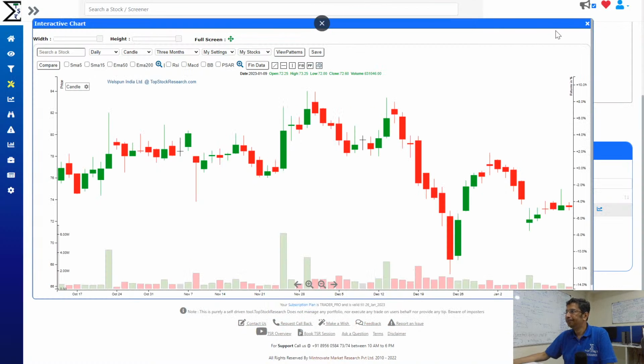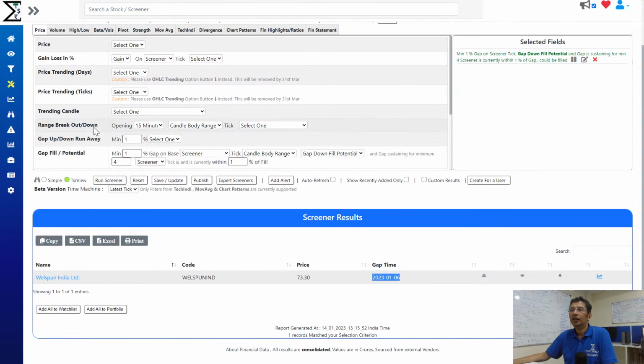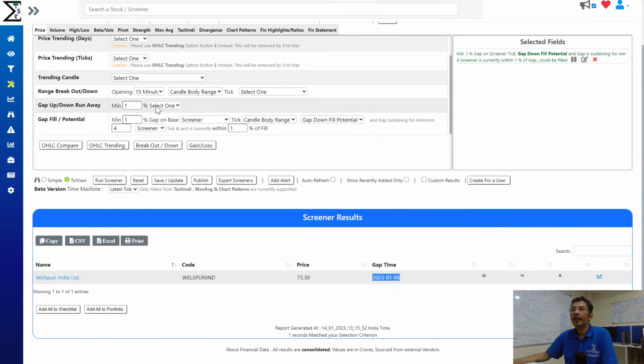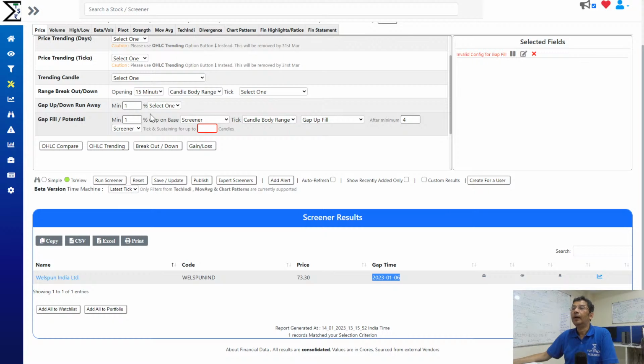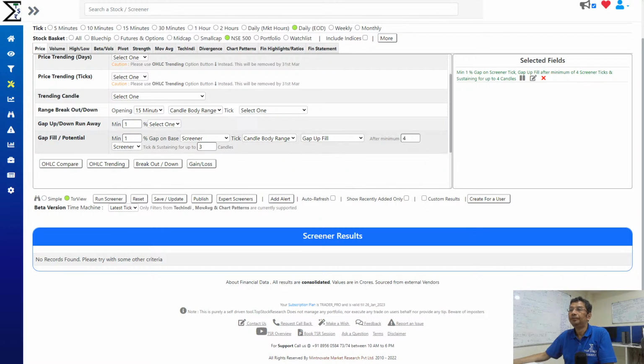The screener for this is basically gap fill, what we have just seen, wherein the gap has filled. Now, not only was there a 1% gap, it's not only filled after whatever interval, but after filling, it is sustaining for, let's say, 5 ticks, or maybe 2 ticks, 3 ticks is good. 2 ticks is even better.